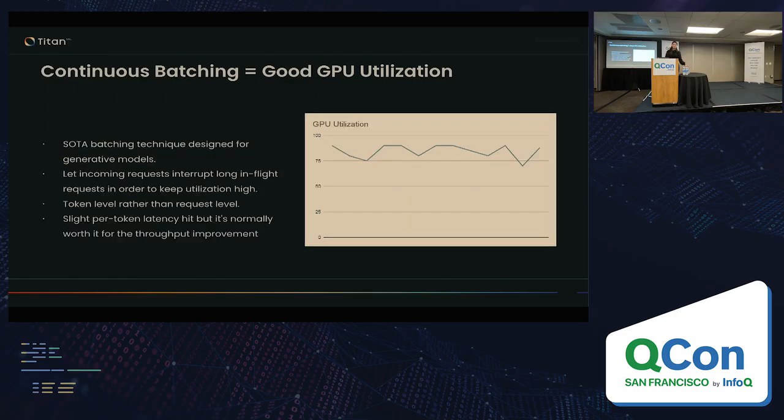What's far, far better if you're deploying generative models, so very big piece of advice, is to use something like continuous batching, where you can get consistently high GPU utilization. It's a state-of-the-art technique designed for batching of generative models, and it allows requests to interrupt long in-flight requests. This batching happens at the token level rather than at the request level. So I could, for example, have my model generate the 65th token of one response and then the 5th token of another response. And I end up with a utilization that is far, far, far more even.